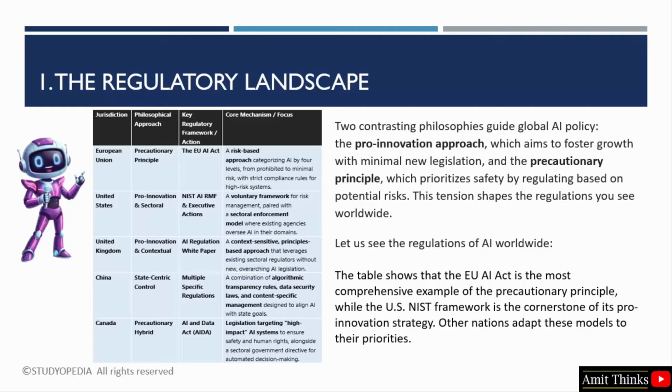Global AI policy is shaped by 2 policies, the pro-innovation approach and the precautionary principle. The pro-innovation approach fosters growth with minimal new laws, and the precautionary regulates based on potential risk. This tension defines worldwide regulations. The EU AI Act exemplifies the precautionary principle, while the US NIST framework represents pro-innovation. On the left, we saw the regulations of AI worldwide.